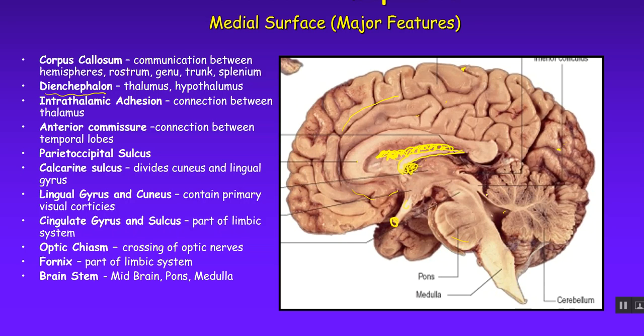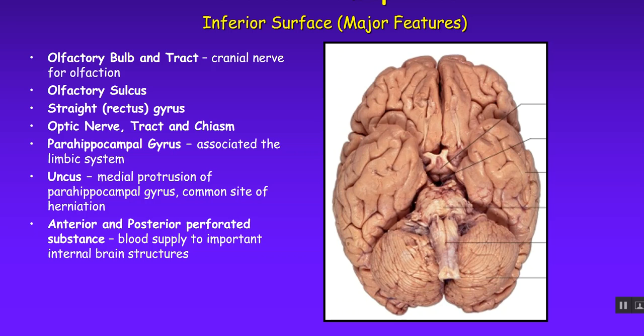And then, take a look at your cerebellum back here. This smaller one-third portion is the anterior lobe. And then this big two-thirds back here is the posterior lobe of the cerebellum. We're not going to worry about this.